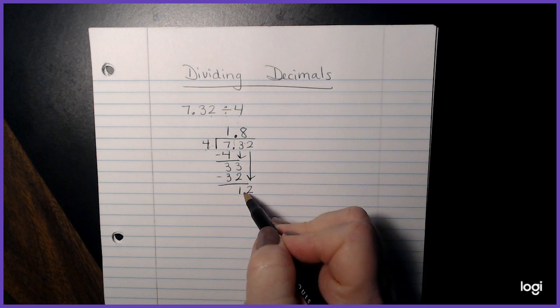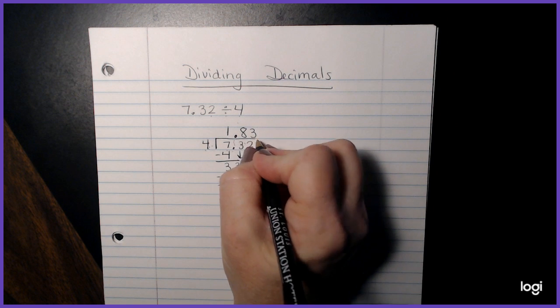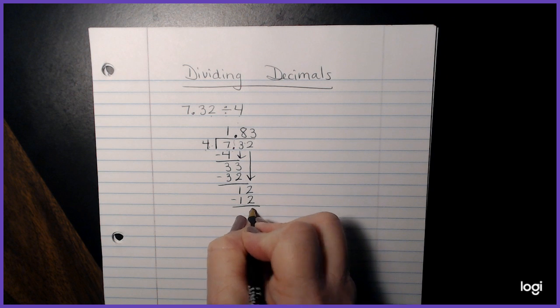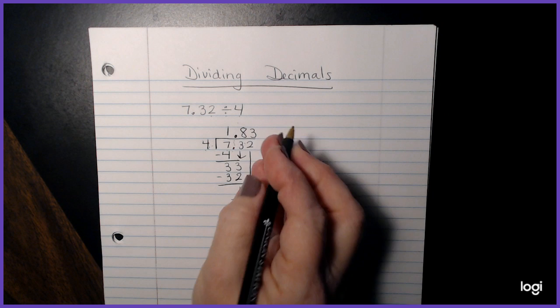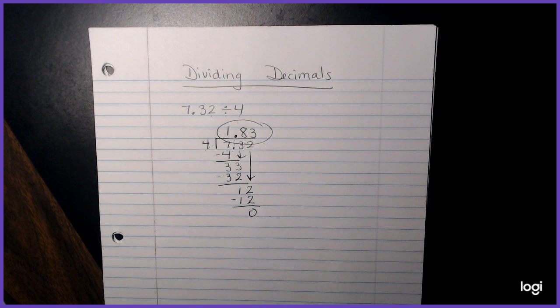And now we have 4 into 12. 4 into 12 goes evenly 3 times. 4 times 3 is 12. We have a 0 remainder. We have no other numbers to bring down. So our final answer is 1 and 83 hundredths.